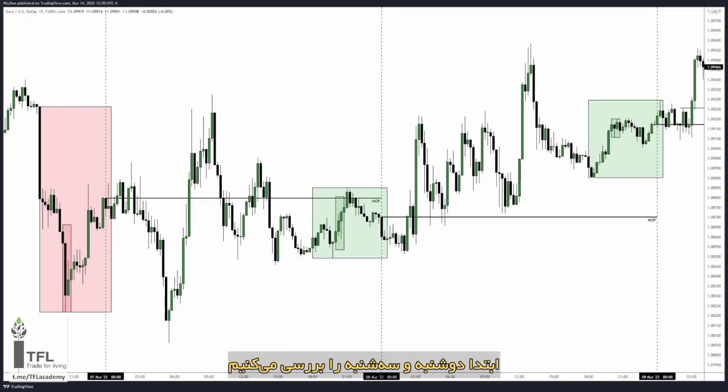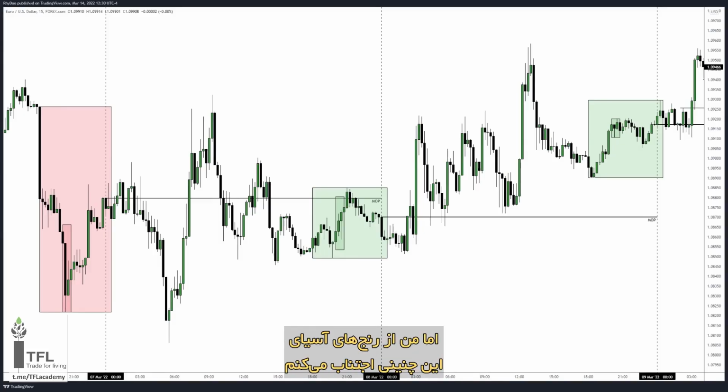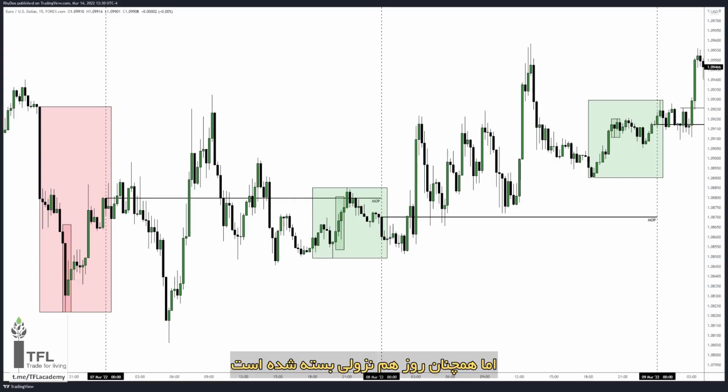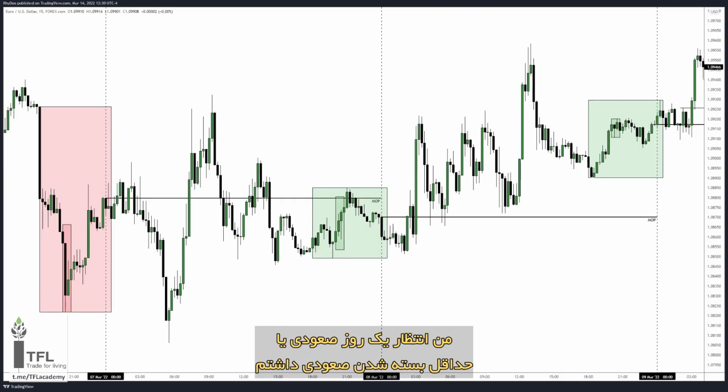First, we look at Monday and Tuesday. On Sunday, we have a big Asian range. It closed bearish, DTCC as well. But I do want to stay away from Asian ranges like that. Still, the day after closed bearish as well. Then Monday evening, the Asian range closed bullish and DTCC closed bullish too. I do expect a bullish day, or at least a bullish close.